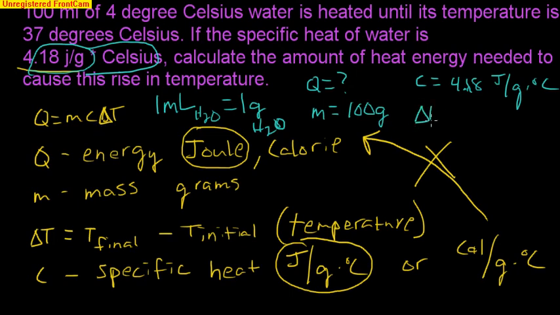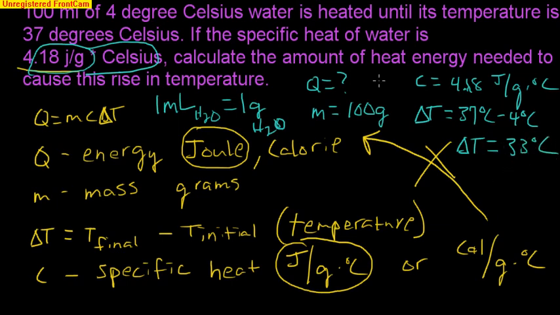So remember we said delta T is our final minus our initial. Well, the final temperature, what I end up with, is 37 degrees Celsius. That's how hot that I'm making it to. So that's what I'm ending up with. But what did I start with? I started with 100 milliliters of 4 degrees Celsius water. So I started with 4. So if we take 37 degrees minus 4 degrees, our delta T is equal to 33 degrees Celsius. So that is our delta T.